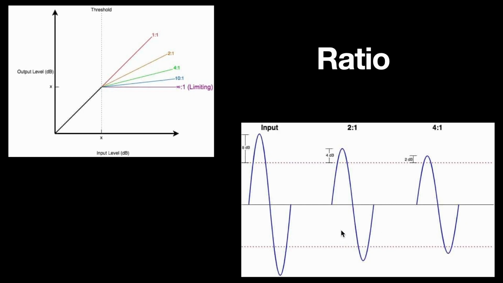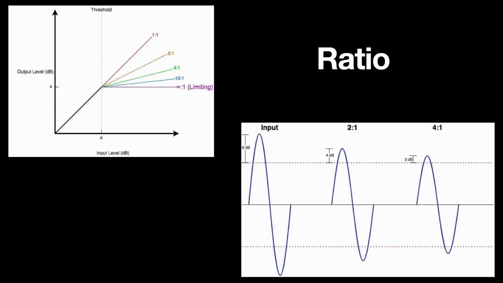So we can take a look at it, and you can see it a little easier here. This is your output level over here, and this is your input level. Until you reach this threshold point, it's just straight input to output. Once you reach a certain point that you set with the threshold knob, then it starts compressing.